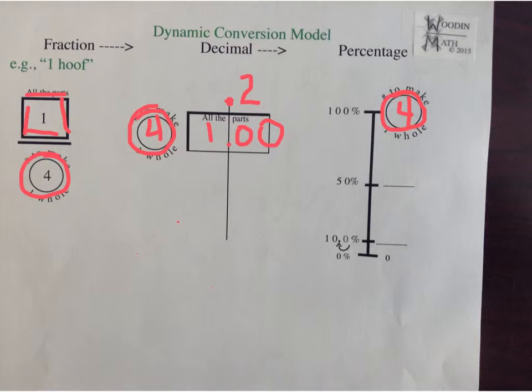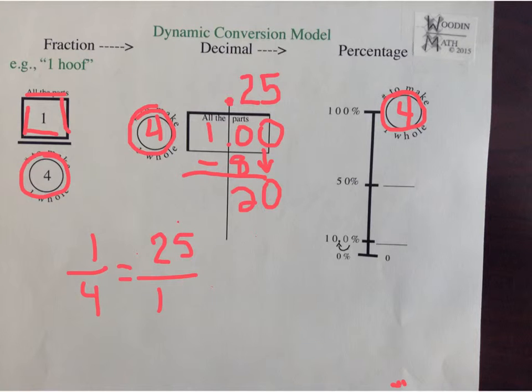2 times 4 is 8. Subtract, I'll get 2. Bring down this 0. How many 4s can I get out of 20? Well, exactly 5. So 25 hundredths. If you think about it, 1/4 equals 25 hundredths, or written as a decimal, .25, which is read 25 hundredths.